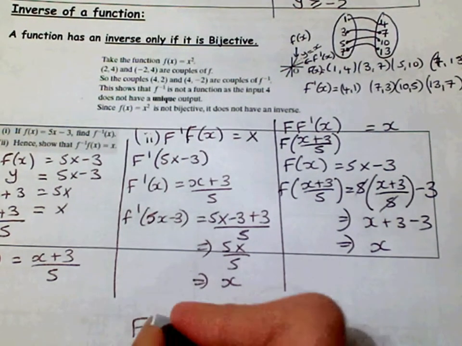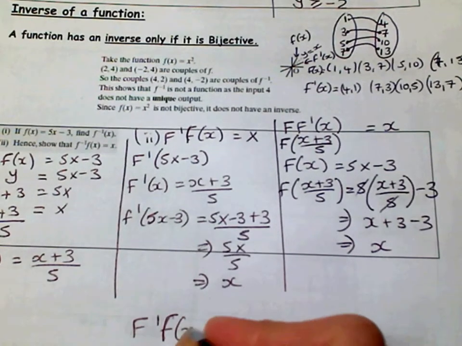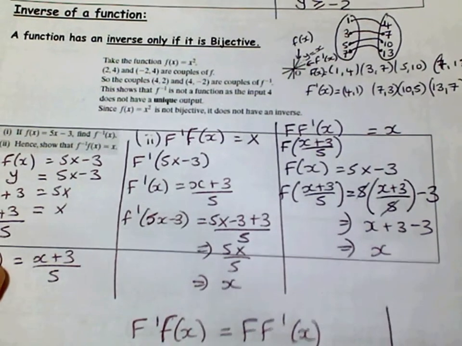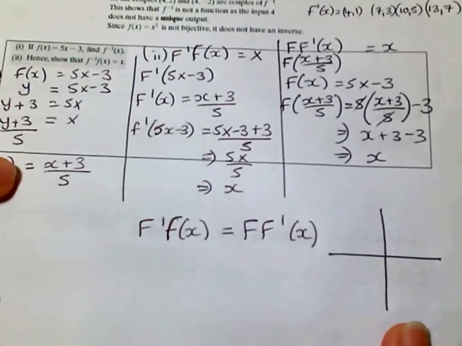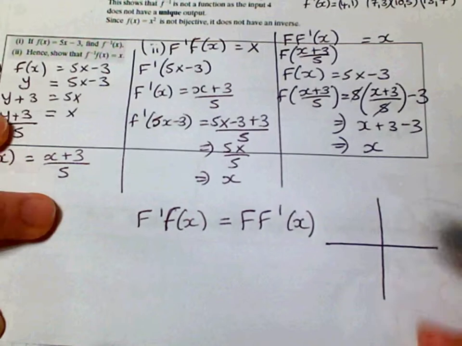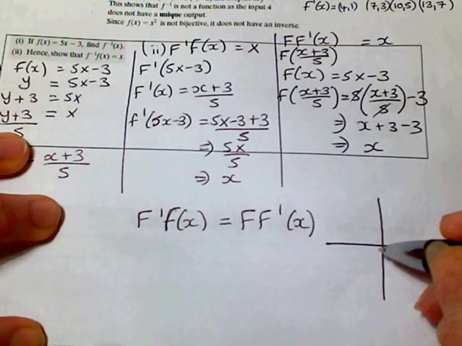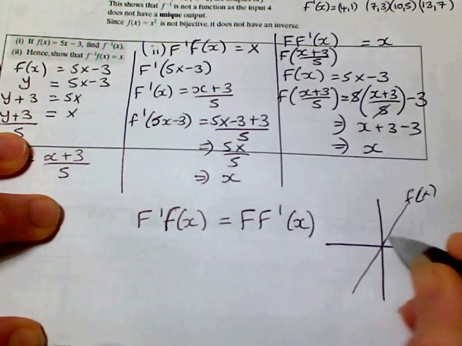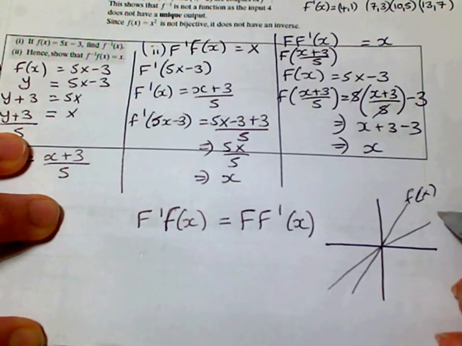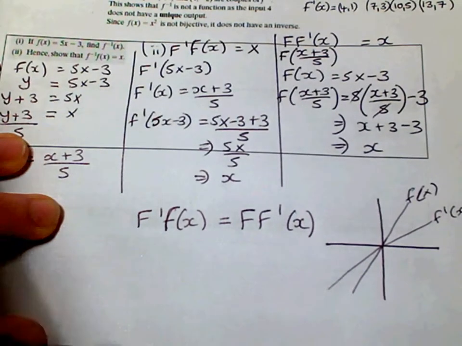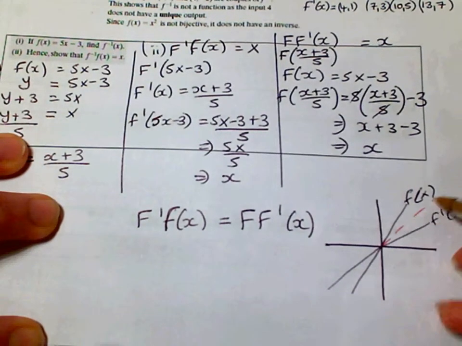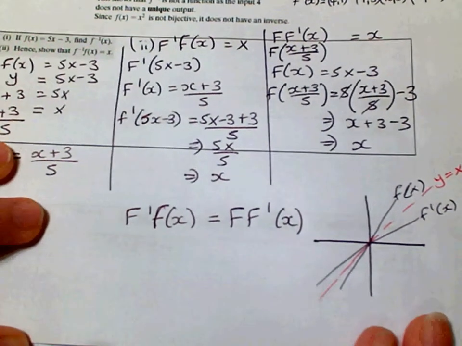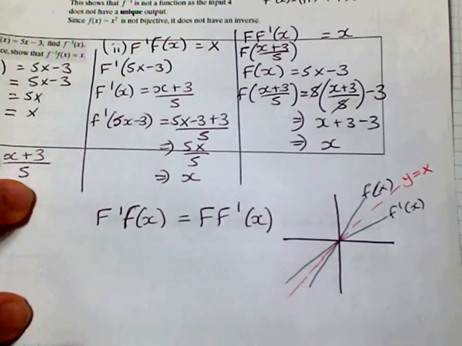So remember, f dash f of x is the exact same thing as f f dash of x, because when you look at your coordinate diagram, if that's your f of x line going through here, your f dash of x line would be somewhere here, and remember, it's reflected through the line y equals x, and that is true for all inverse functions.